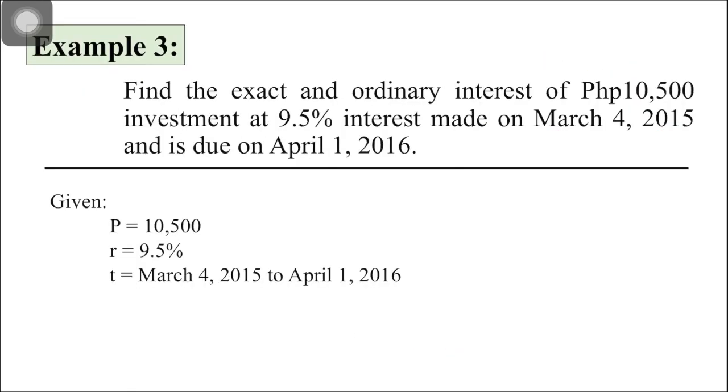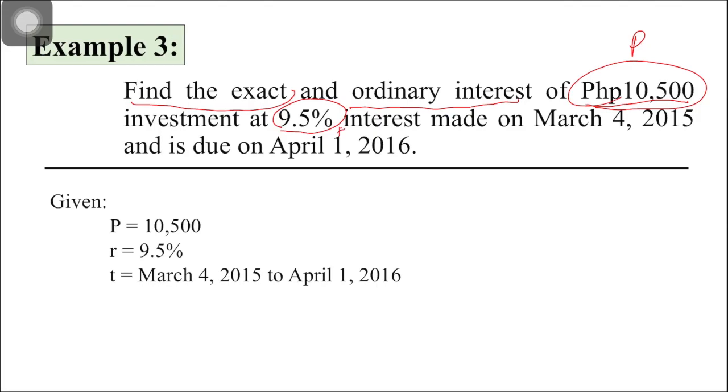So this is tricky. So find the exact and ordinary interest. So duha atong pangitaon. Find the exact and ordinary interest of 10,500 investment at 9.5% interest made on March 4, 2015 and is due on April 1, 2016. So naay kwarta nga 10,500. Iyang gi-invest at, so this is the principal. This is the principal. And this is the rate.